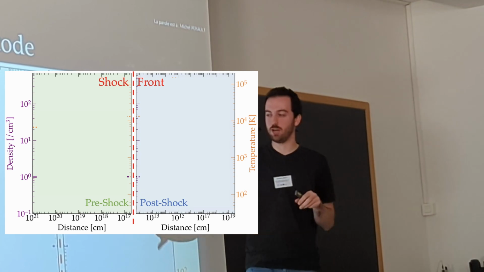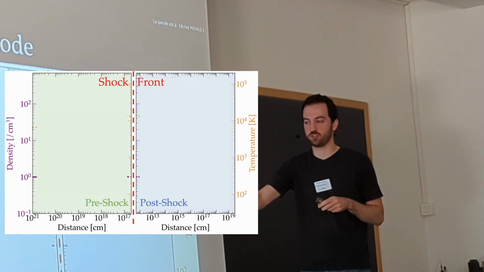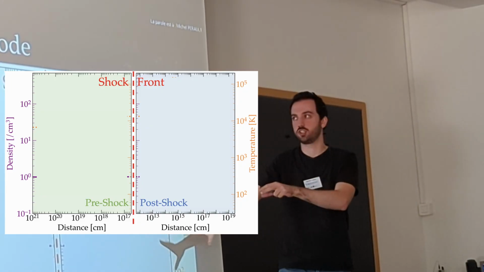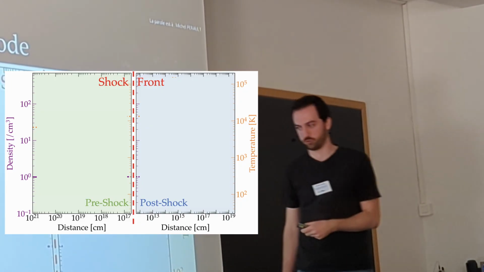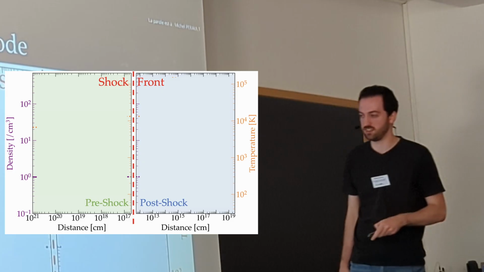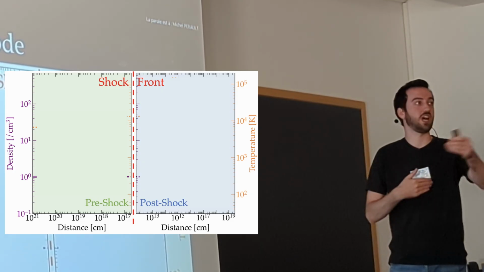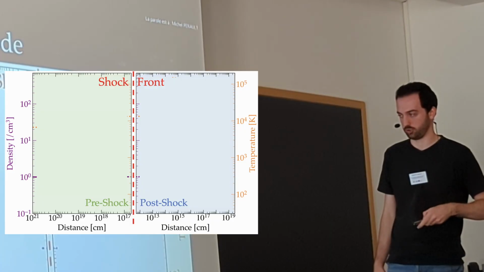So just to mention, I will use that kind of plot quite a few times. So always the left plot is the pre-shock, the right plot is the post-shock, and in between is the shock front. Just to mention, those are distances in centimeters. Okay, just to mention that the post-shock is always much larger than the pre-shock.